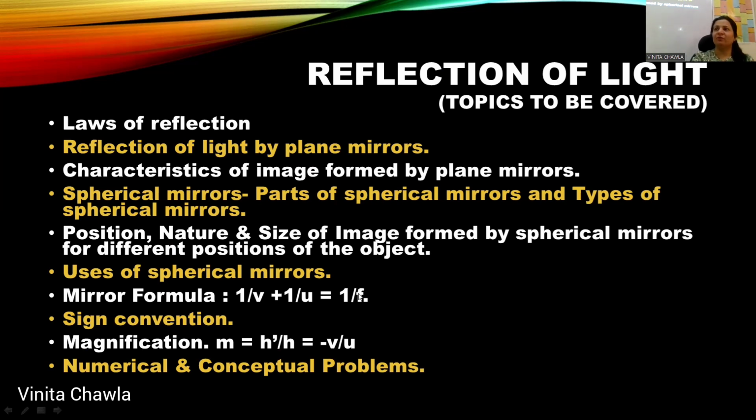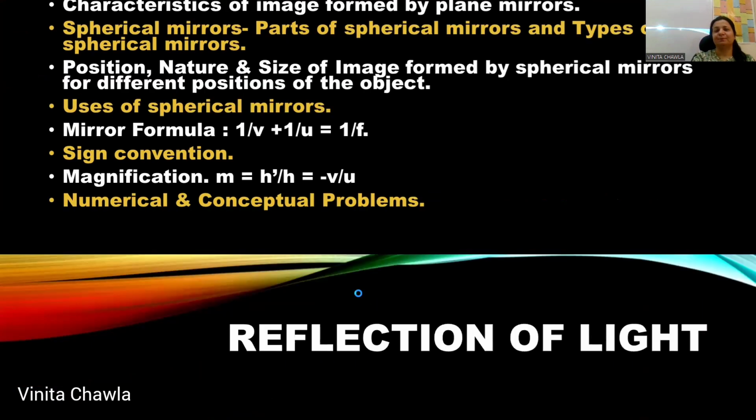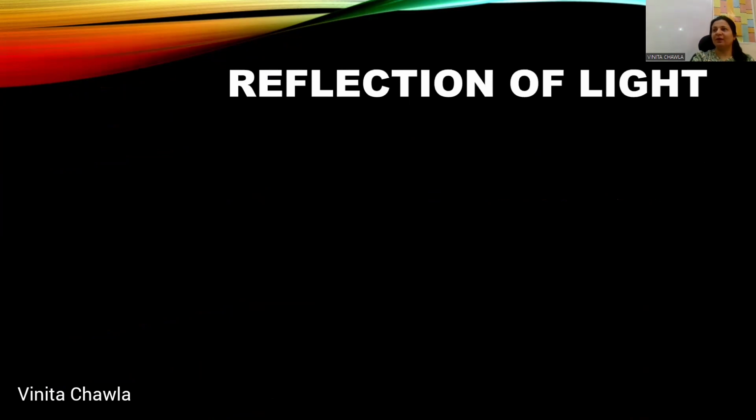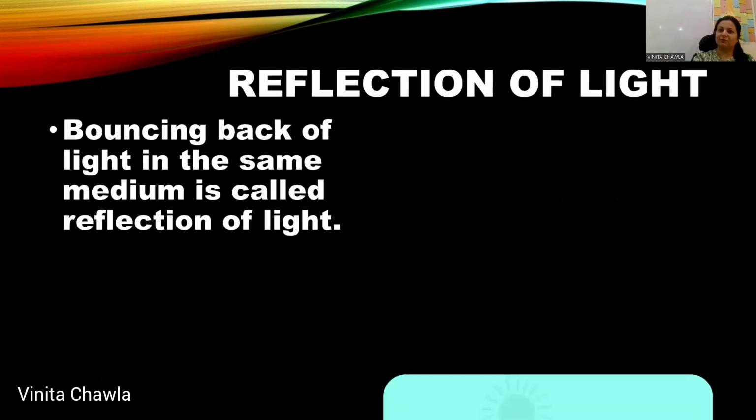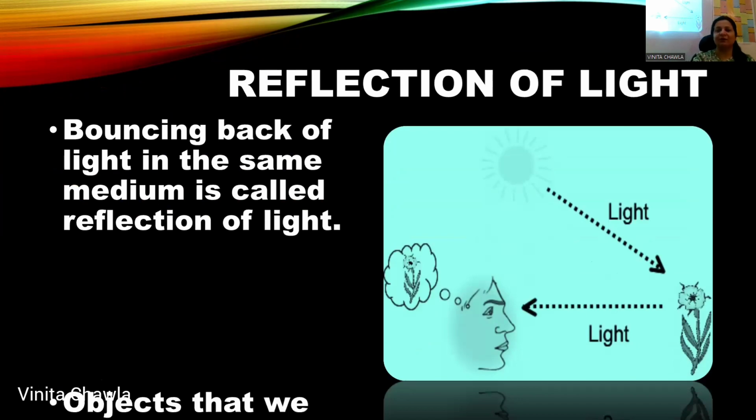This is one half of the chapter. It's a big chapter and it takes 1 month to complete. We need at least 12 to 15 classes to complete this chapter. So what is reflection of light? It is a bouncing back of light in the same medium on striking the objects. Yes, that's called reflection of light.